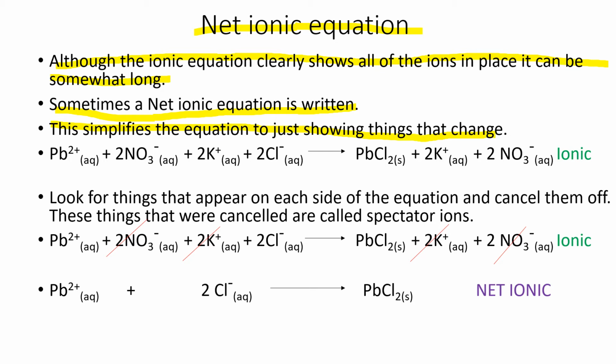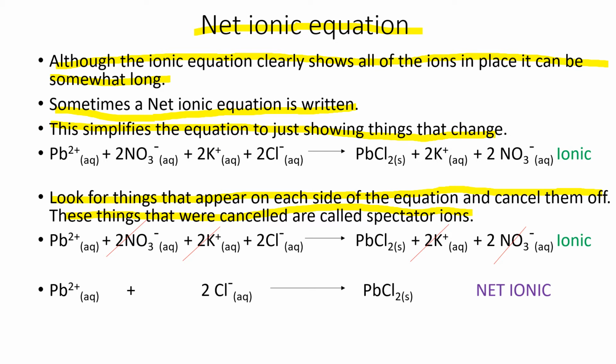So we want to look at how we take our ionic equation and write a net ionic equation from that. What we're going to do is look for things that appear on each side of the equation and cancel them off. These things that we're going to cancel off we call spectator ions. Chemistry is sometimes called the science of change. We often care about how things are changing. What changed in the reaction? And that's what this net ionic equation is going to do. It's going to get rid of any piece that wasn't directly involved in the change.